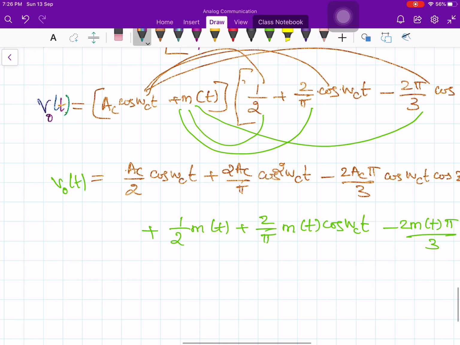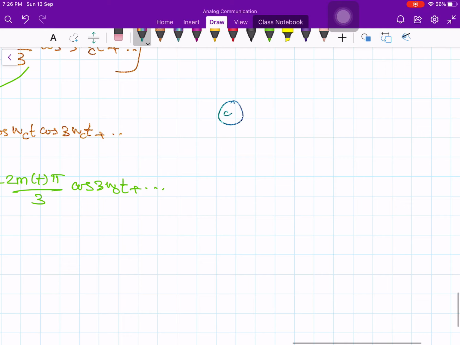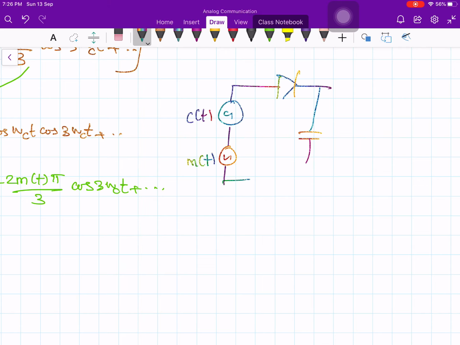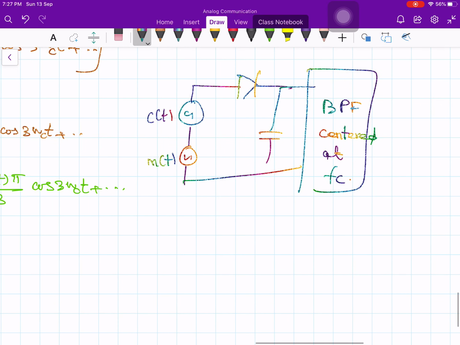Okay, so now what we are saying is you have C of t, then you have M of t, and this one is given to a diode and then a resistor, and this one is given to a proper band pass filter centered at Fc. Now let me say this is my V naught of t, either we can call this V of t.